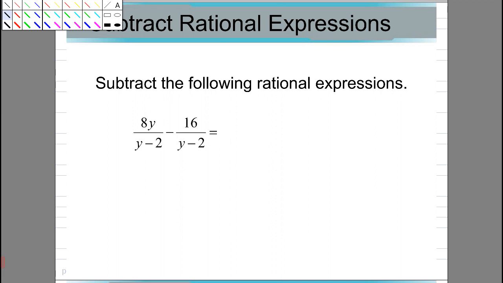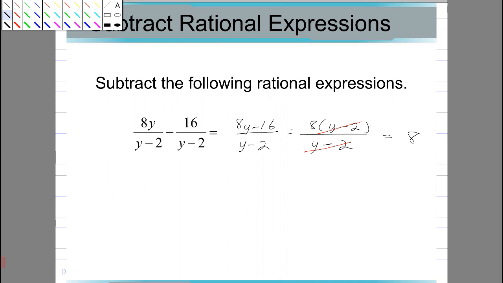Now subtracting, well, I'm going to write this as an extra step. I'll keep our same denominator, but it will be 8y minus 16. Now I noticed something right here. Actually, the top numerator simplifies. We can factor that as 8 and y minus 2. And then our y minus 2 will cancel to make 8.